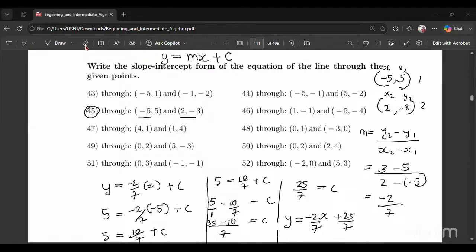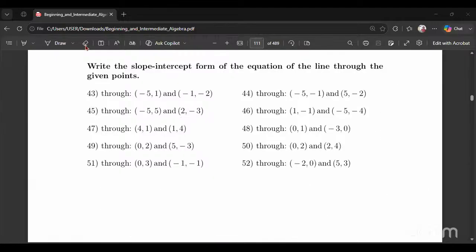I will be solving this same problem, maybe one other question in this section, and I will use the point-slope form to get the slope-intercept form. We can just work it out from that point. So let's get to work so you see what I'm talking about.